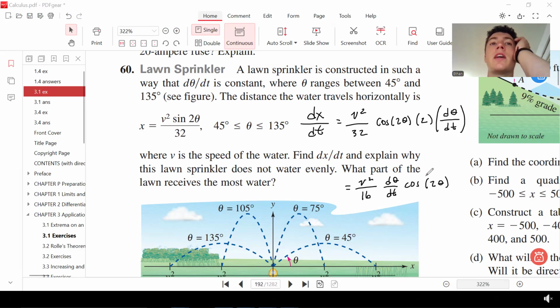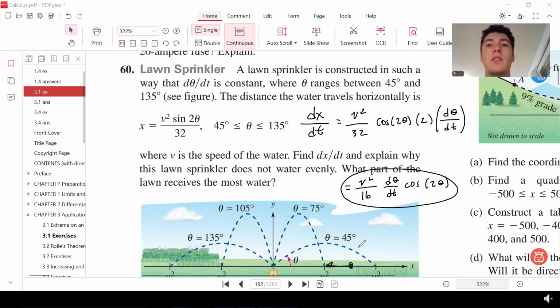So we have this, and they're asking us to explain why the lawn sprinkler does not water evenly. Let me just check that I have this right so far. Yeah, that looks good. All right. So why is it not getting watered evenly? Well, this is the rate of change that we're moving along X.